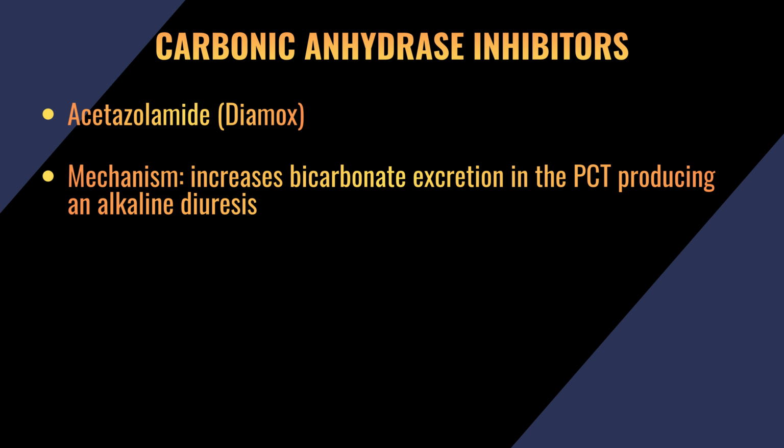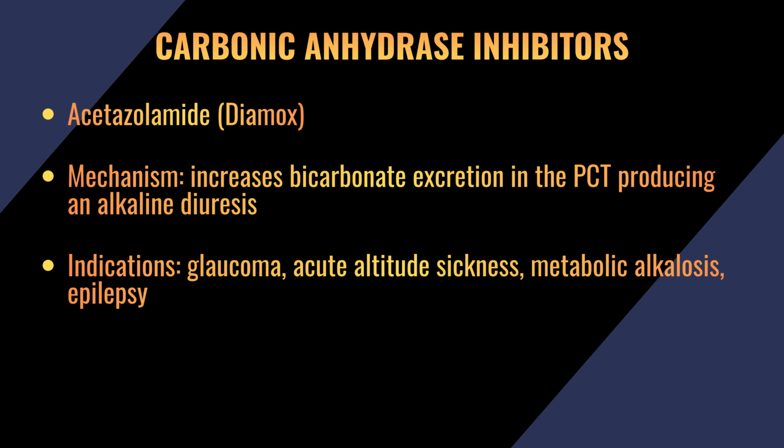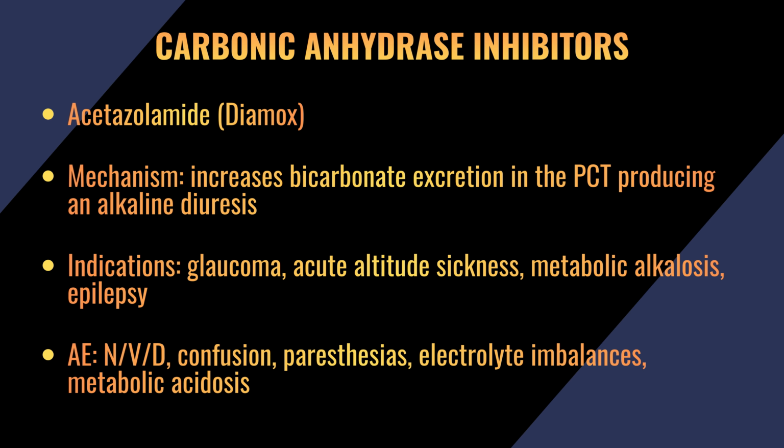It is also a very weak diuretic in terms of fluid removal and is primarily used for glaucoma, altitude sickness, and metabolic alkalosis. It is occasionally used for epilepsy as well, as it can elevate the seizure threshold. The adverse effects of acetazolamide are nausea, vomiting, diarrhea, confusion, paresthesias, electrolyte imbalances, and metabolic acidosis. Like the loop diuretics, it can be contraindicated in those with a severe sulfa allergy.